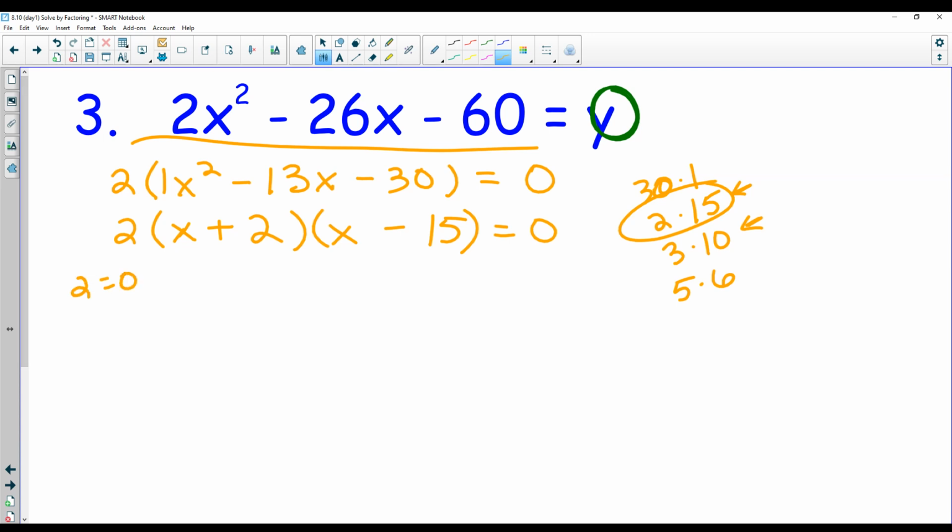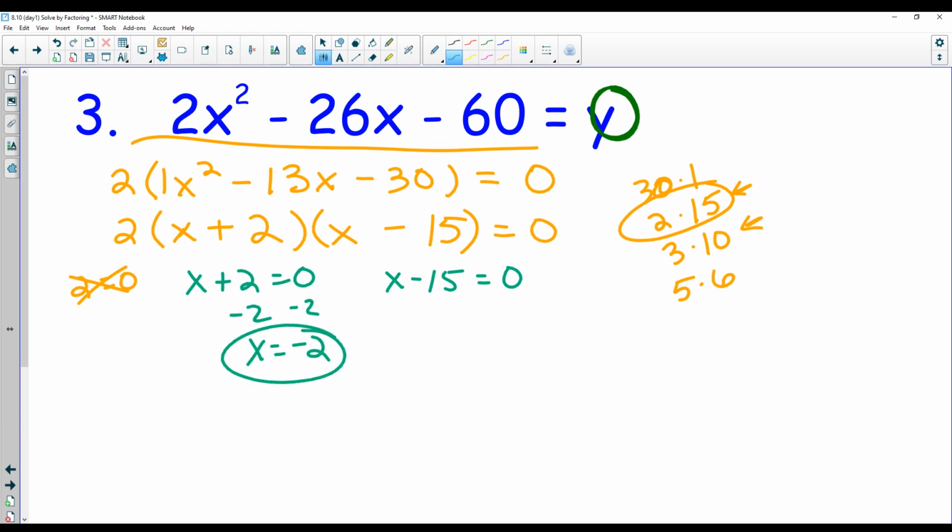Well, if I set 2 equal to 0, that does not have an x with it. That does not give me a solution. 2 does not equal 0. There we go. If I take x plus 2, set it equal to 0, and x minus 15 and set it equal to 0, I would subtract 2 on both sides, and one solution would be negative 2. And one solution would be 15. One more.